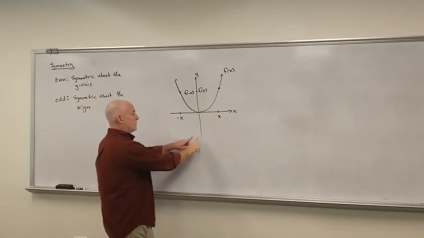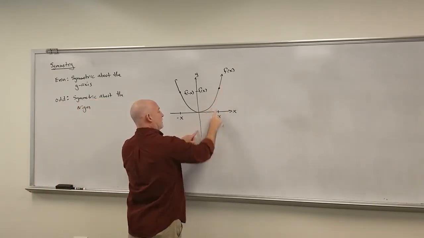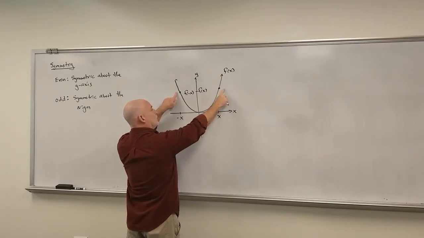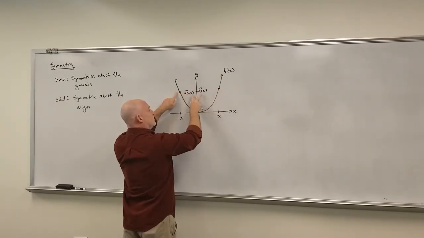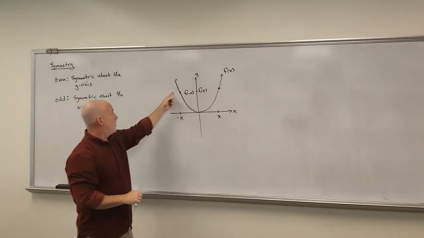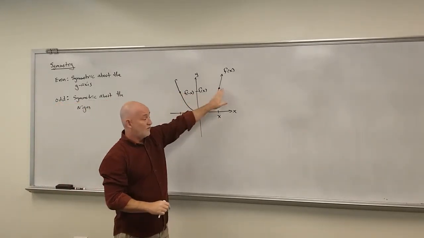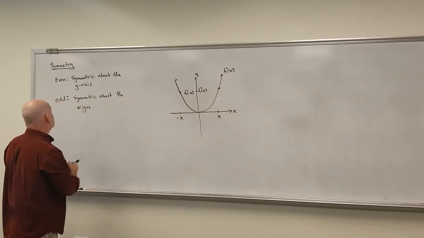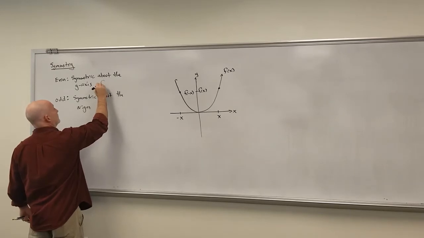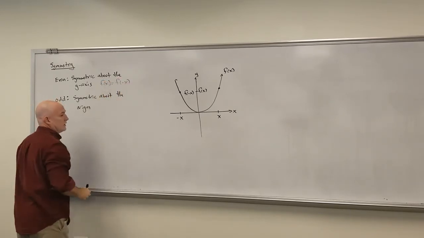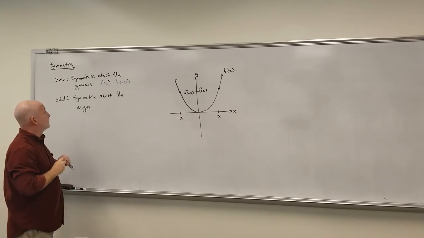So the idea, if we go some distance this way, we get a y value. If we go the same distance this way, we get another y value. Well, for this thing to be symmetric about the y-axis, those two y values have to be the same, right? Because this y value has to be the same as that one when we fold it over. So the test for an even function is we want to see, does f of x equal f of negative x?